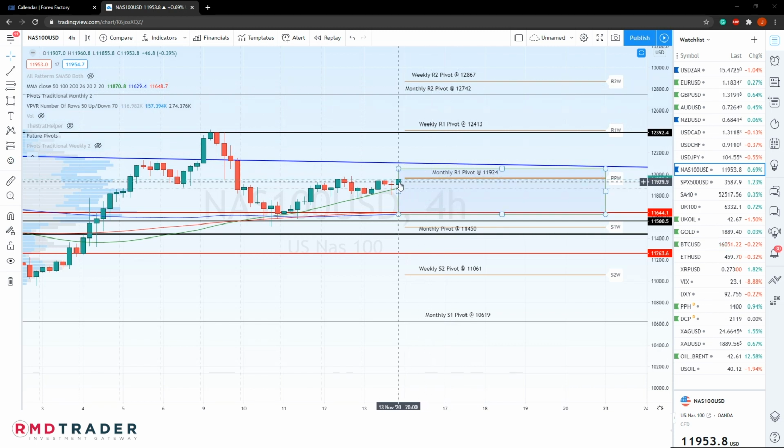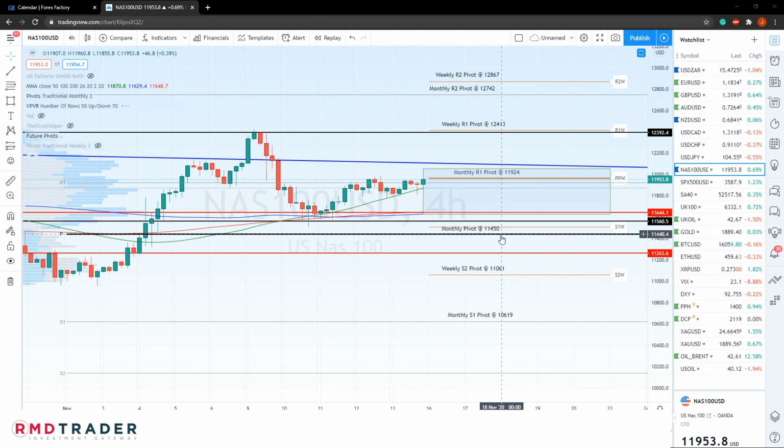However, there's also the chance that we just see more consolidation, and should that happen, the area between the 4-hour 100 and 200 SMAs, that is about 11,642, and this monthly R1 pivot would be the area to consider for consolidation. A break below that could trigger a break towards initial support at 11,450. That's the monthly pivot, and perhaps even as low as the weekly S2 pivot at 11,061.